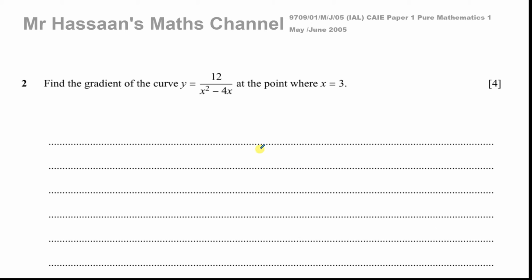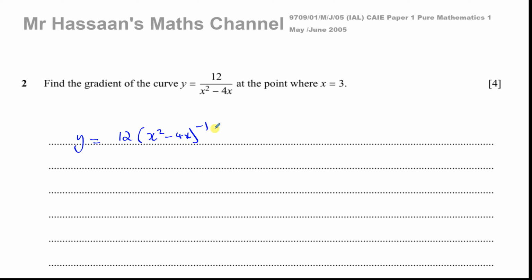When we're finding the gradient of a curve, we have to think about the gradient function. The gradient function is found by differentiating the original function. So we have to find what dy dx is. Before we find dy dx, we have to prepare this to be differentiated. Any x terms not in the denominator must be written in the numerator. So I'm going to write this as 12 times x squared minus 4x to the power of negative 1. Now this is in a form that I can differentiate.